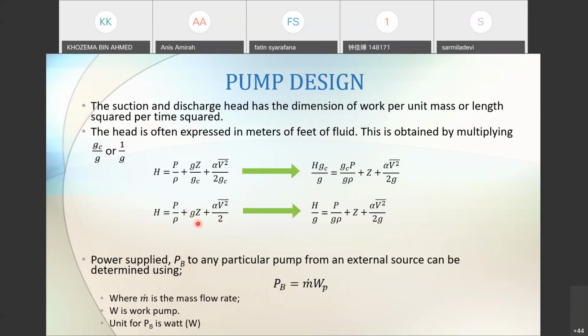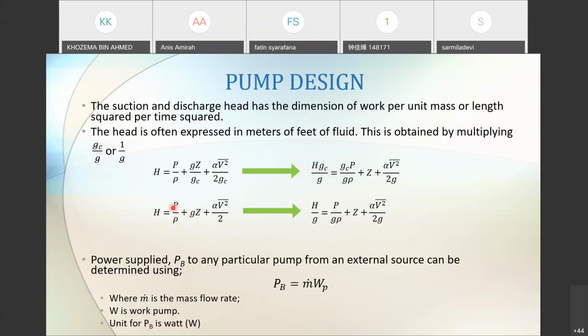Now if you look at here, G is our gravitational acceleration and Z is the unit of length. So the unit for G is meter per second squared. And if you multiply meter per second squared times meter, you get meter squared per second squared. The same goes for your pressure.